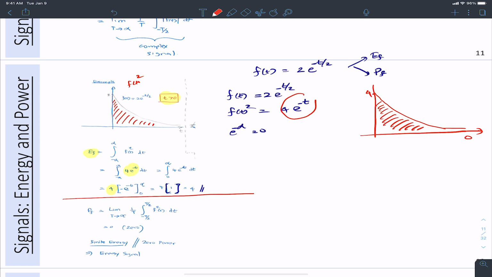Now let's look at the power. So by definition, power is the limit as T tends to infinity of 1 over T, the integral from minus T/2 to T/2 of f(t) squared dt. I wrote it as 0 right away. Let me think. Minus infinity to, okay.